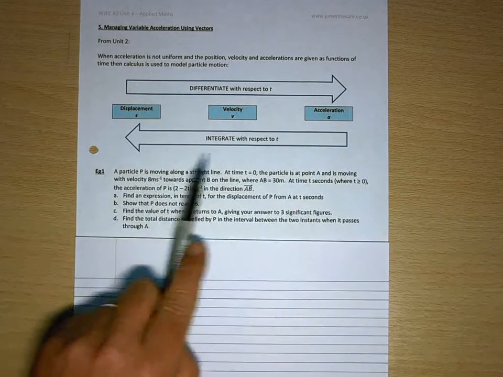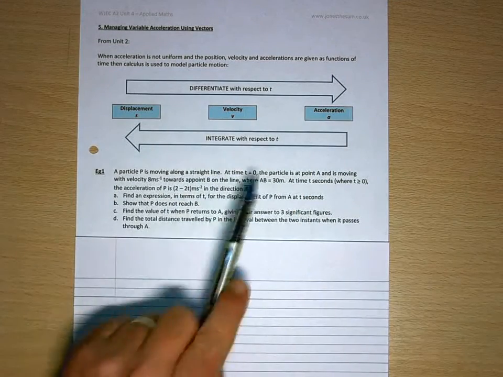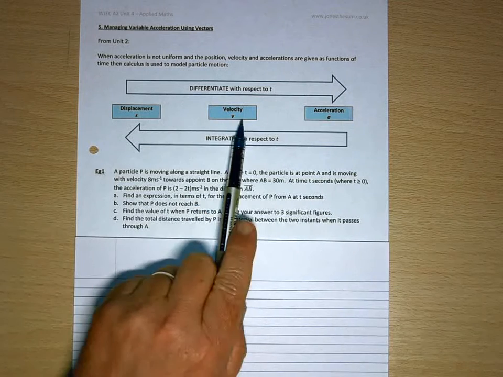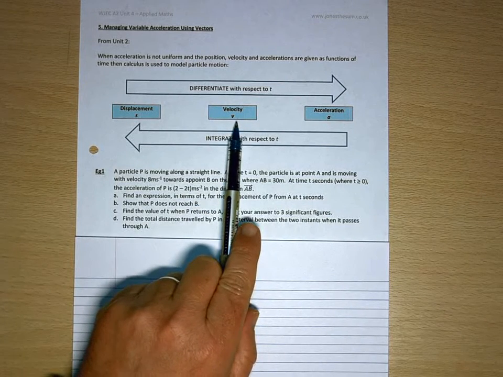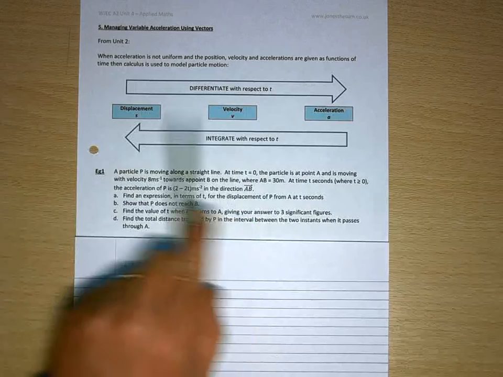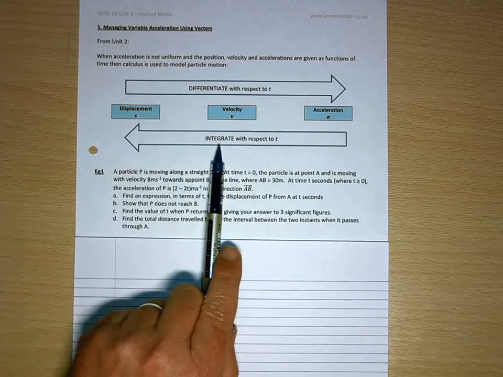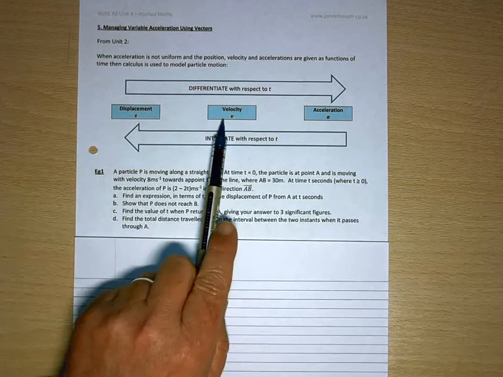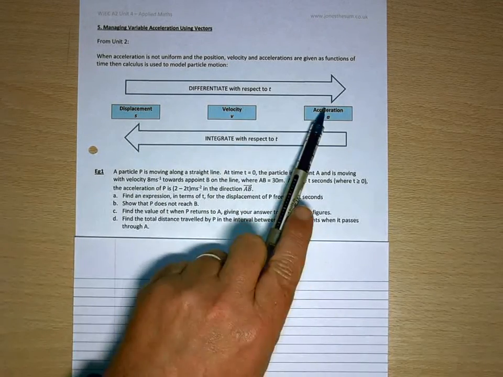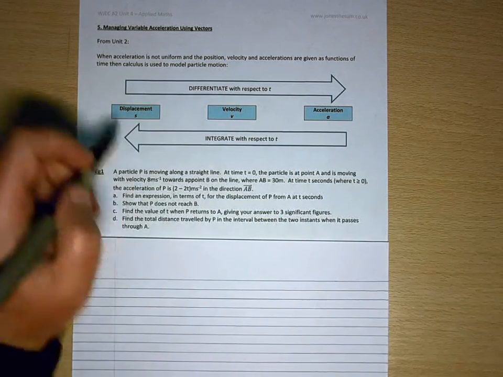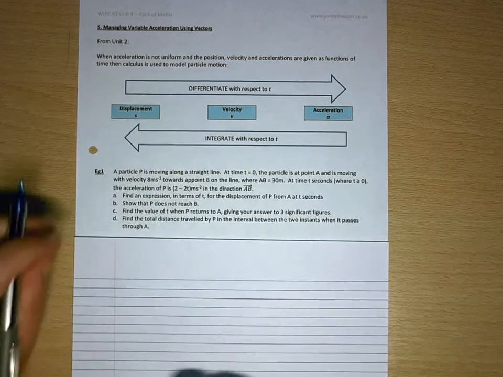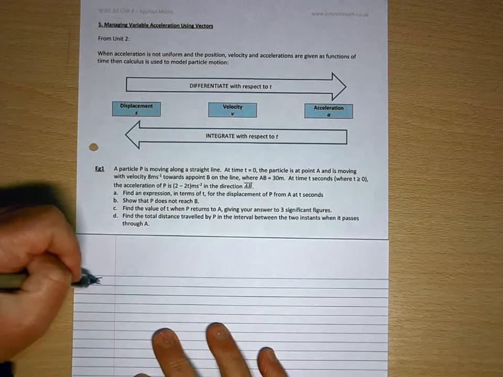And this is what you have to commit to memory: depending on what function you're given, if you're given a velocity function relevant to time and you want to find displacement, then you're going in that direction, and it's integration. If you're travelling from velocity to acceleration, then it's a differentiation that you need to do. So that is something that you need to commit to memory.